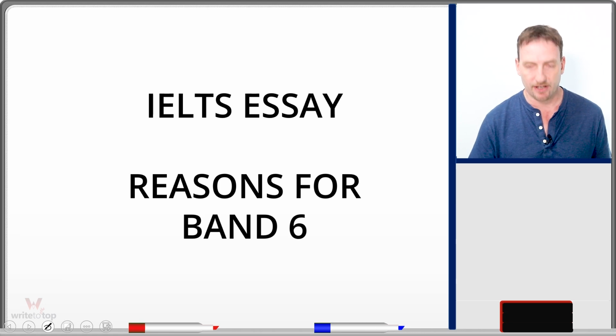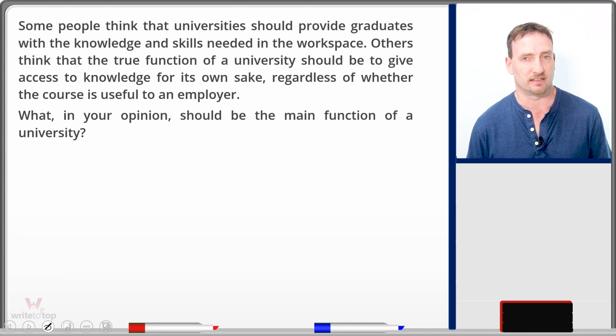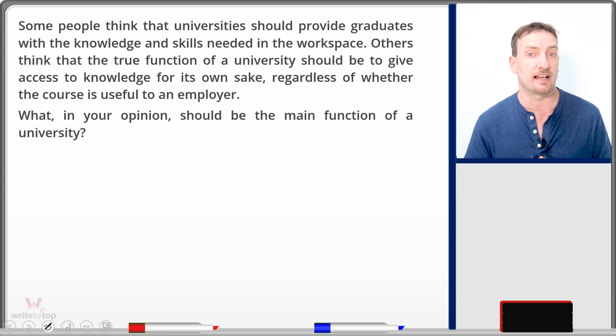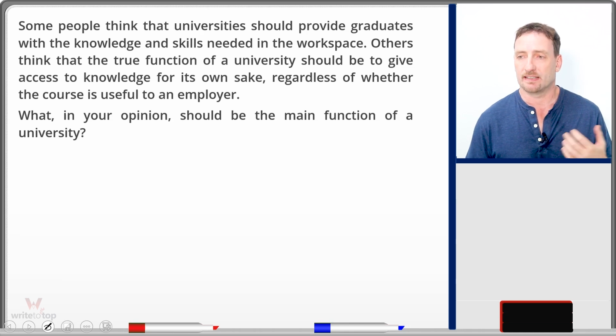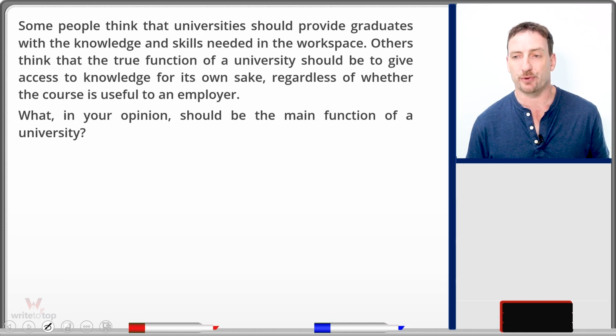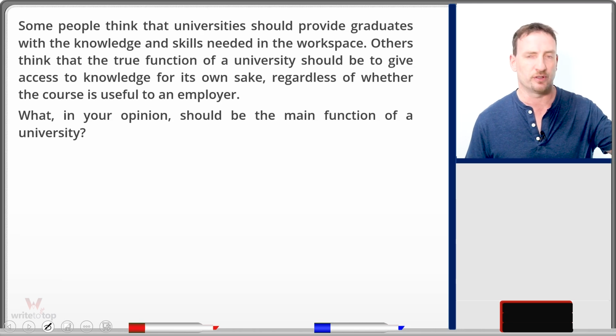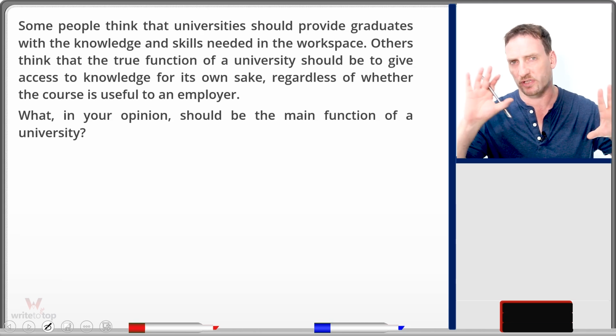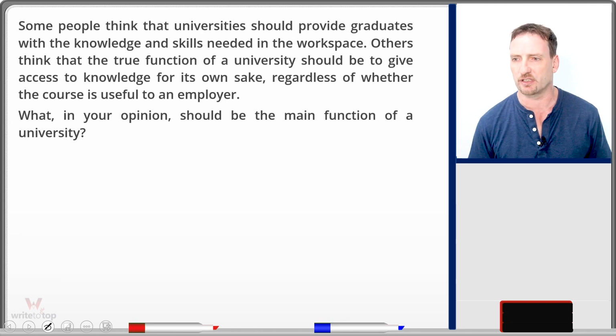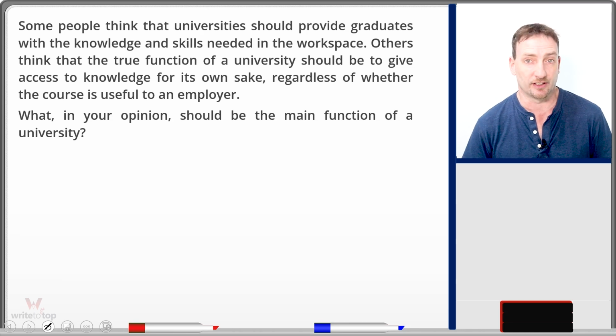Okay, so we're going to start right away. We're going to look at the task. Now remember, you have to read the task carefully, but make sure that you understand exactly what you need to do. Some people think that universities should provide graduates with the knowledge and skills needed in the workplace. So schools should get people ready for work. Others think that the true function of a university should be to give access to knowledge for its own sake, regardless of whether the course is useful to an employer. So should a university prepare students for work, or just teach them how to think, or give them traditional knowledge?